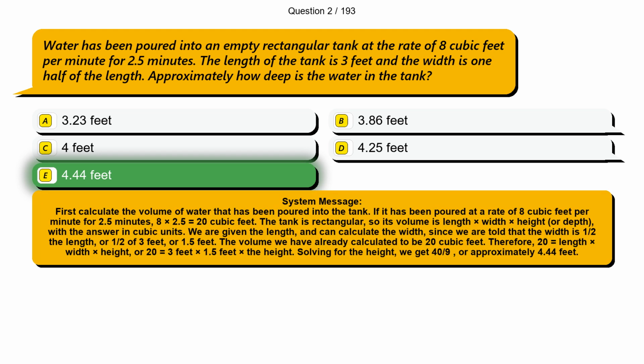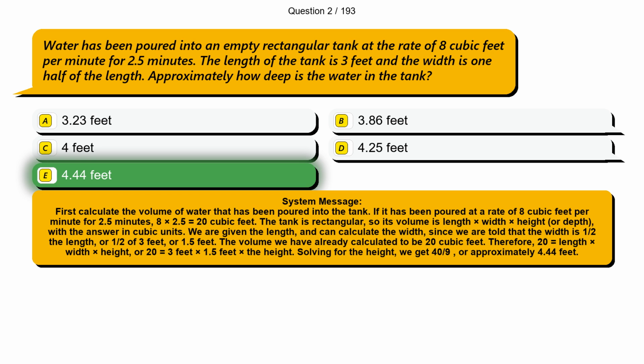First, calculate the volume of water that has been poured into the tank. If it has been poured at a rate of 8 cubic feet per minute for 2.5 minutes, 8 times 2.5 equals 20 cubic feet. The tank is rectangular, so its volume is length times width times height, or depth, with the answer in cubic units.